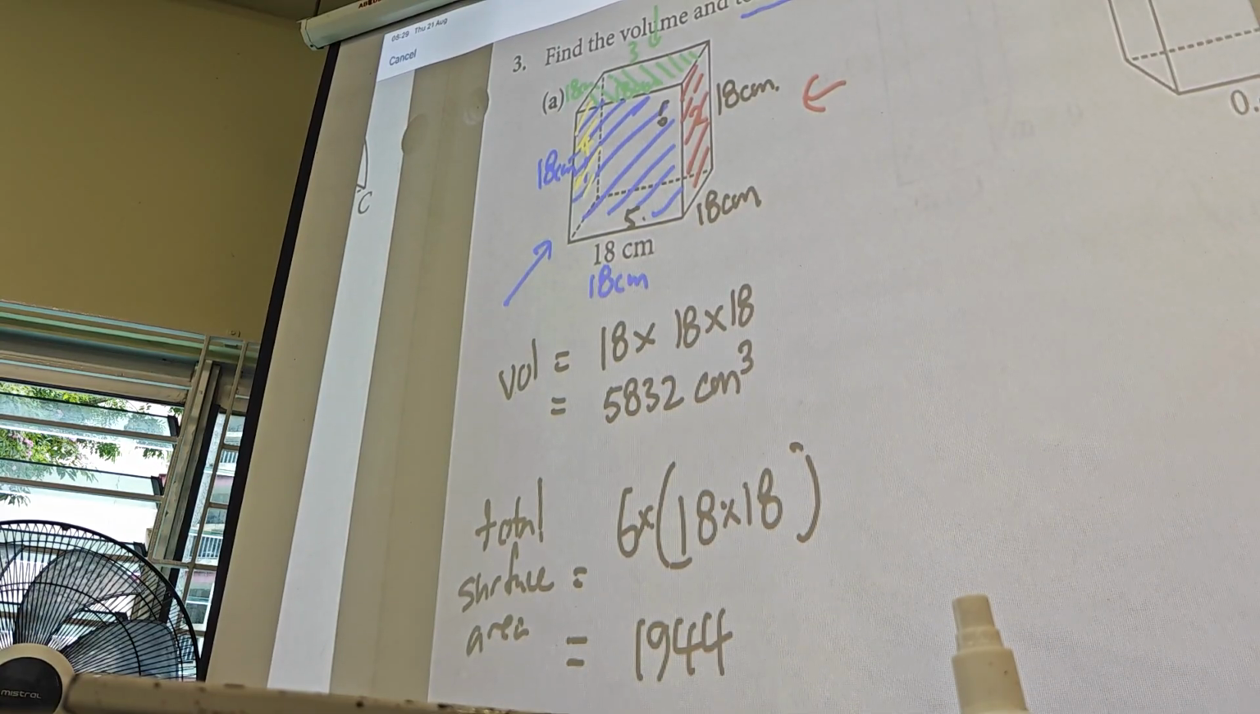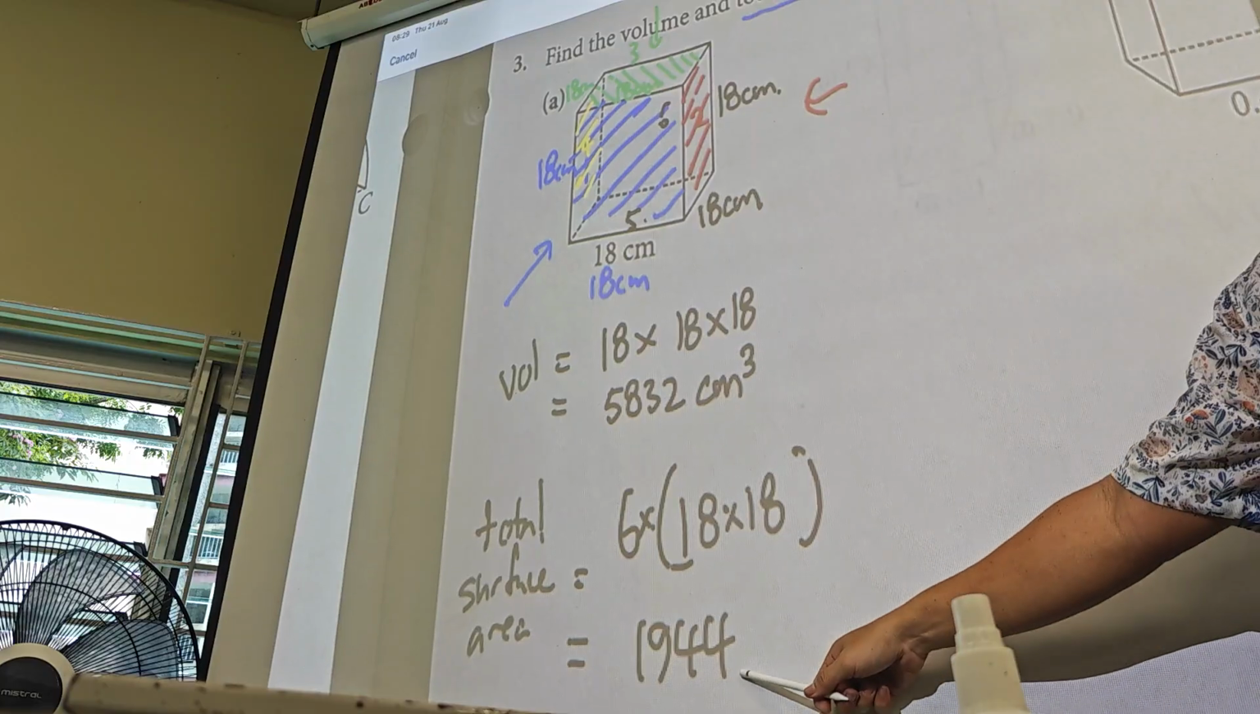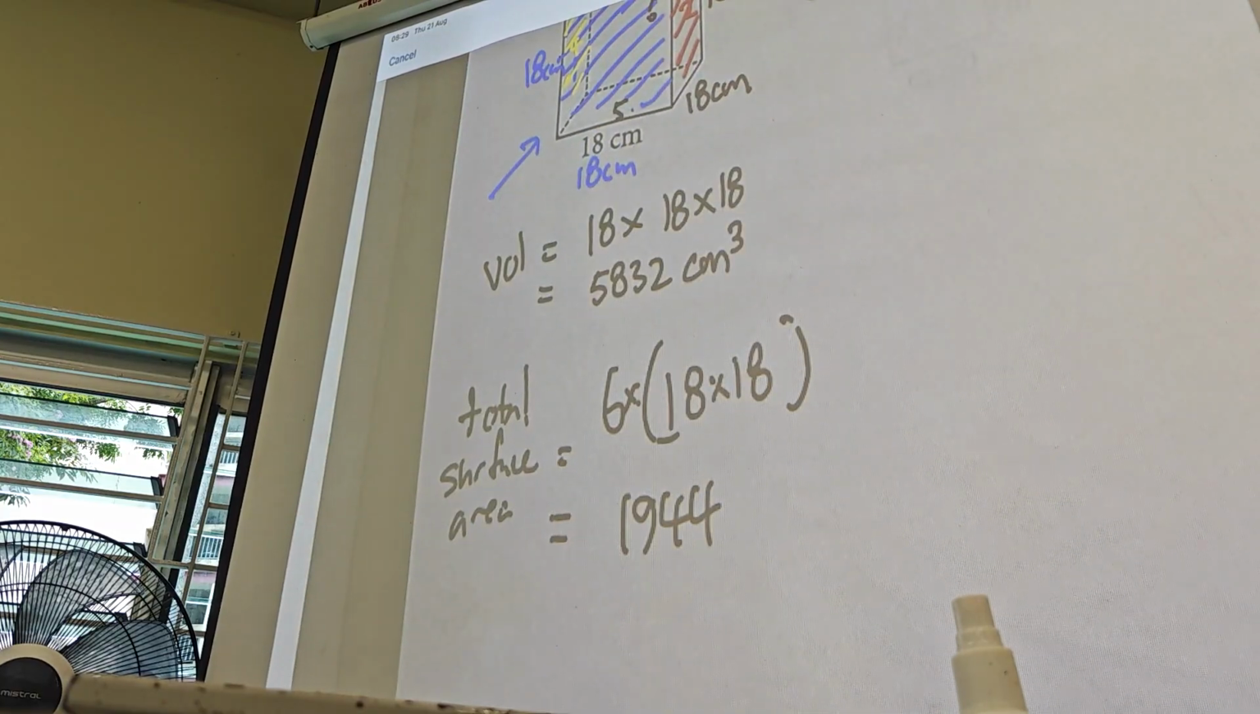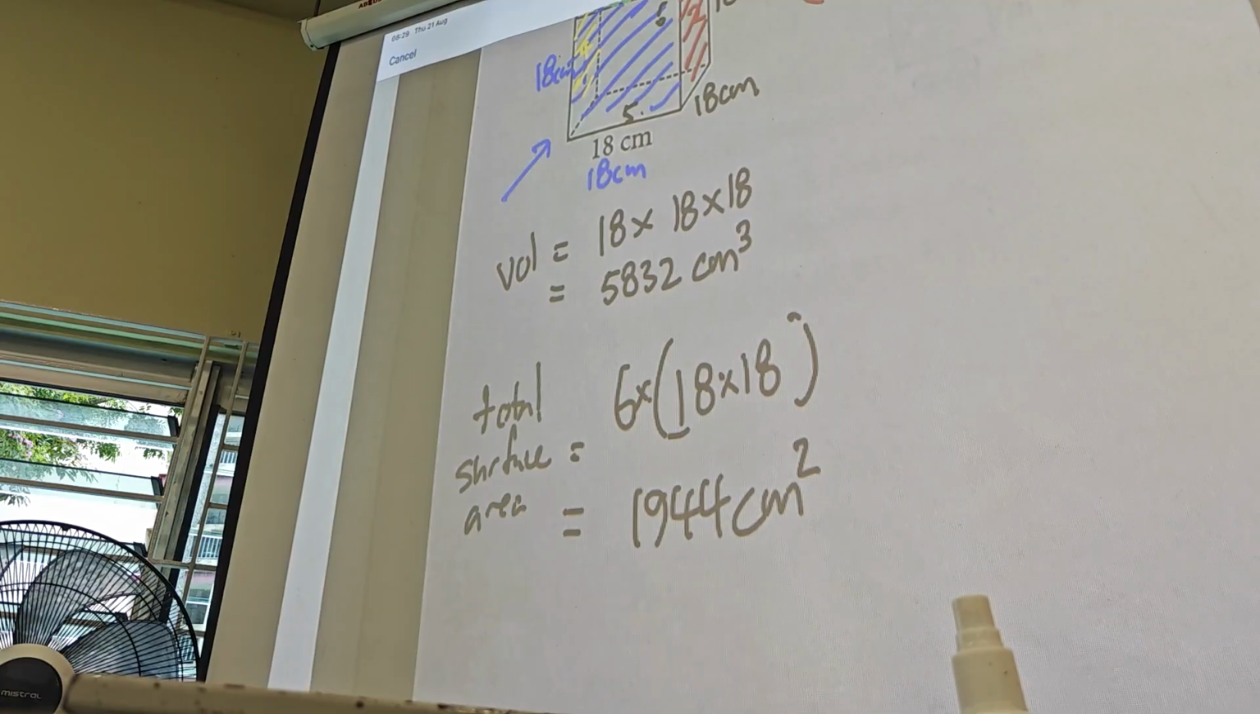Okay, and because it is an area, we are talking about these flat things that are covering. The unit is not in cubic centimeter. When we measure area, it is in square centimeter.